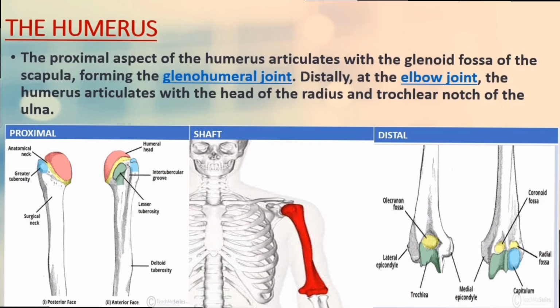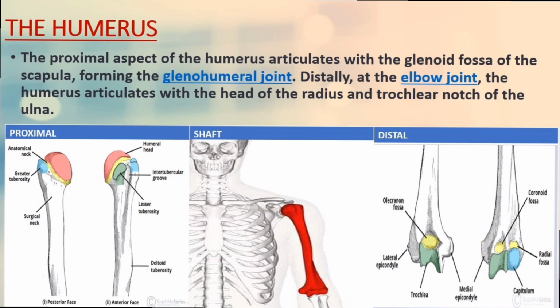The humerus. The humerus is a long bone of the upper limb, which extends from the shoulder to the elbow. The proximal aspect of the humerus articulates with the glenoid fossa of the scapula, forming the glenohumeral joint. Distally, at the elbow joint, the humerus articulates with the head of the radius and trochlear notch of the ulna.